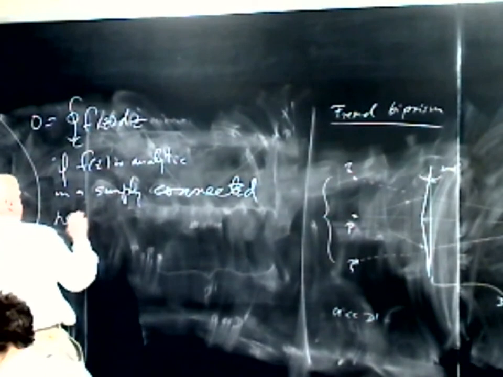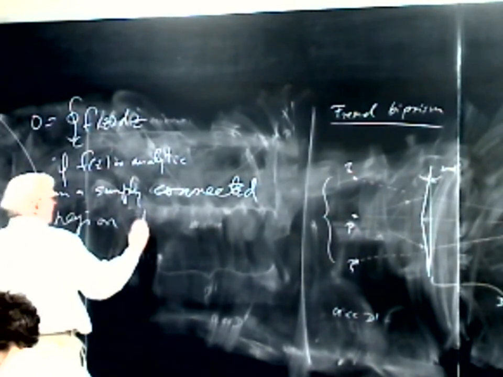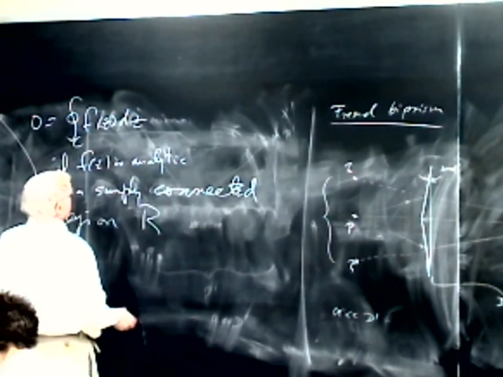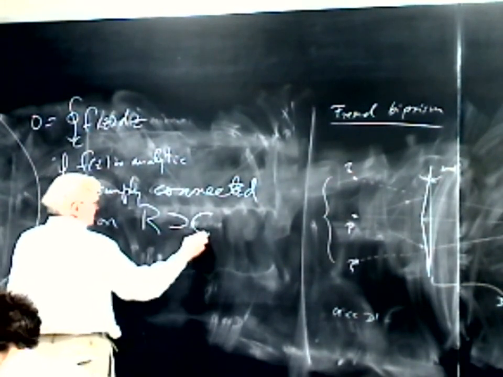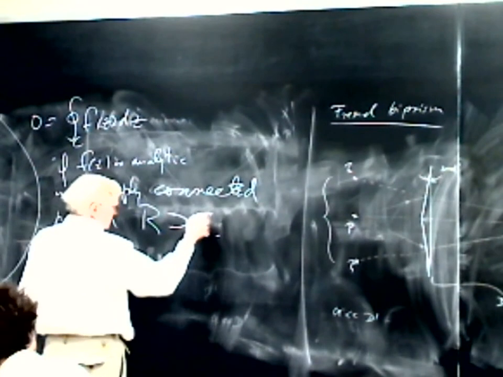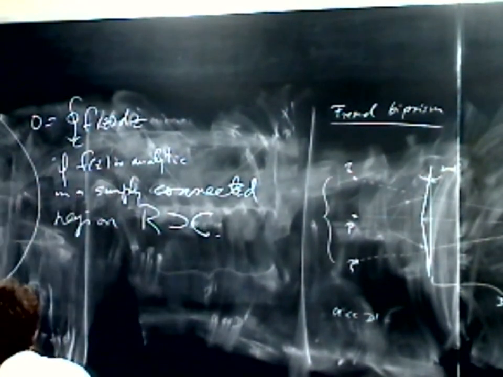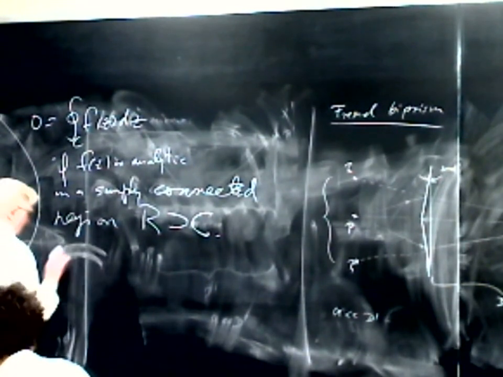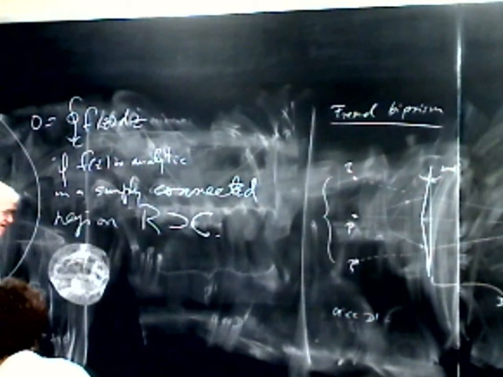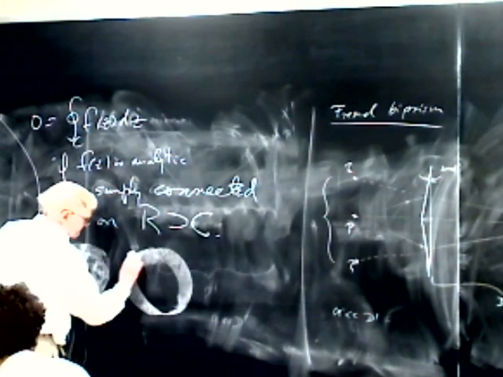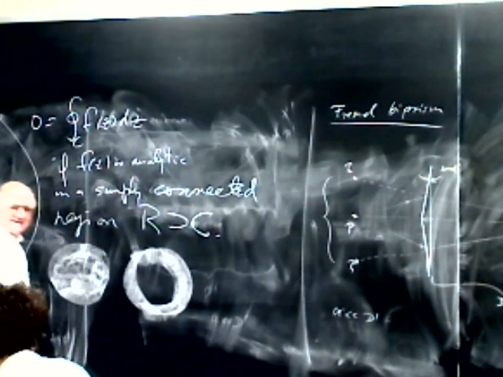region R, which contains the contour, so the contour C, thought of as a set of points, is inside the region of analyticity. And simply connected, it's best to give you examples. This region, simply connected. Not simply connected.